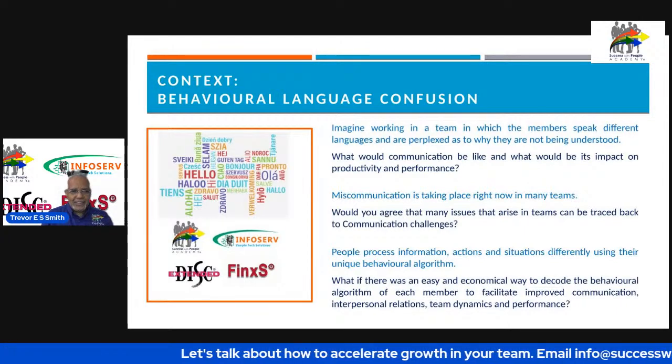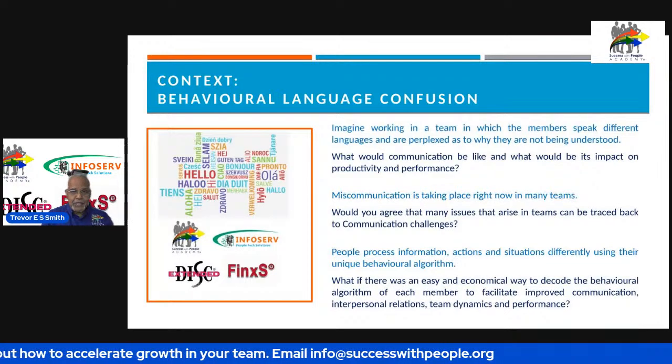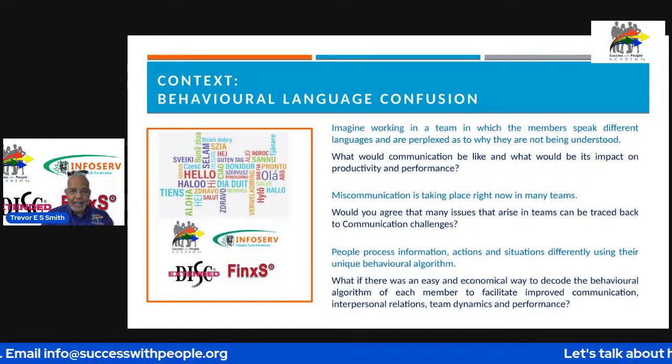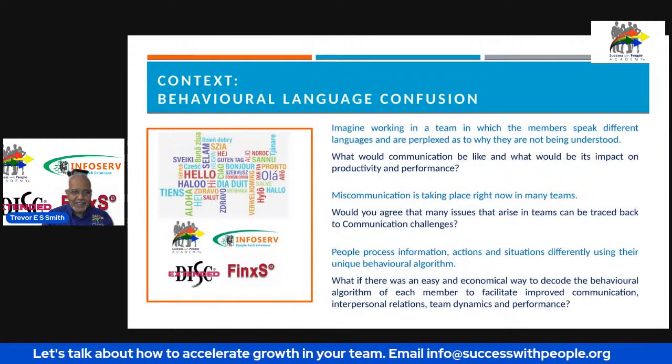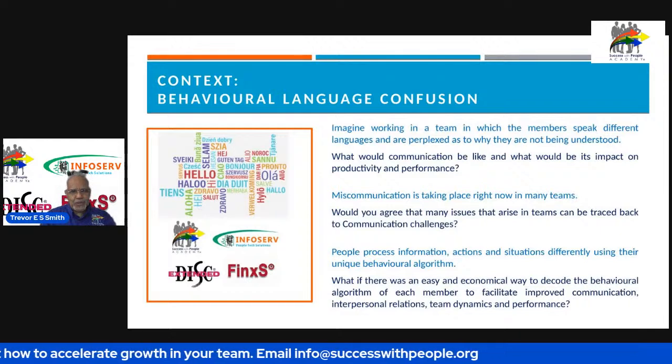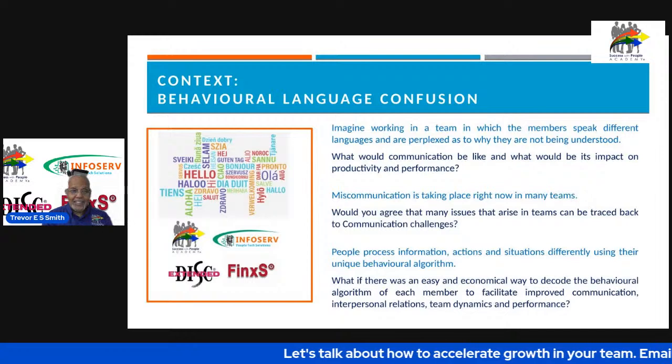And we can agree, hopefully, that people process information. We all process information, actions, and situations differently using our own unique behavioral, I call it the behavioral algorithm. People now better understand algorithms and so on. So what is the processing system? How do we process information coming in? And we all process information in different ways.